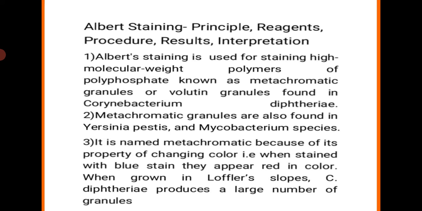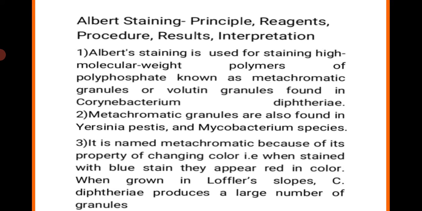The Albert stain technique is used for staining of high molecular weight polymers of polyphosphates, and these polymers of polyphosphate are known as metachromatic granules or Volutin granules. These granules are called Volutin granules because they were first observed in Spirillum volutans, which is one kind of spiral shaped bacteria. So these are also called Volutin granules.